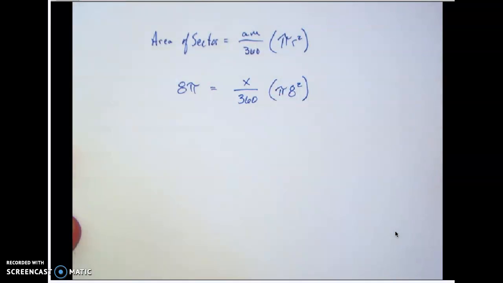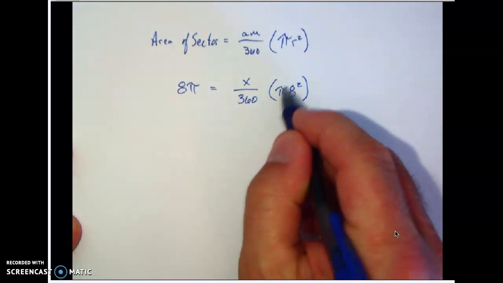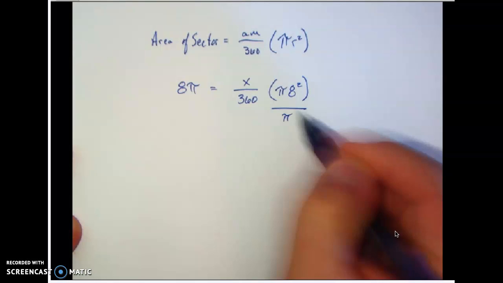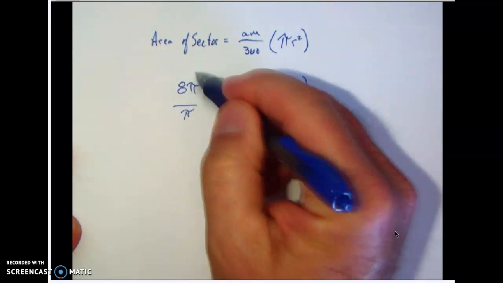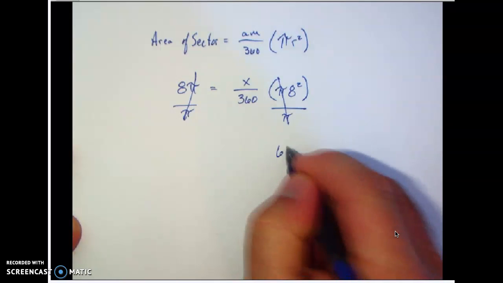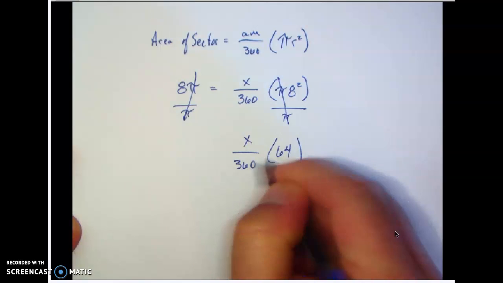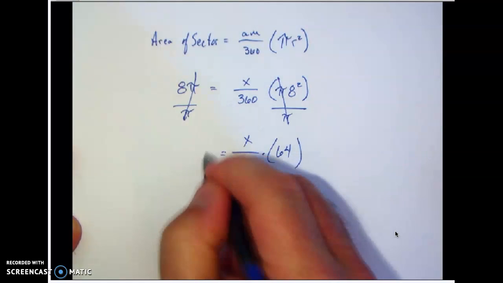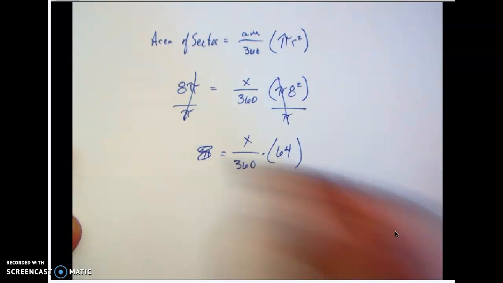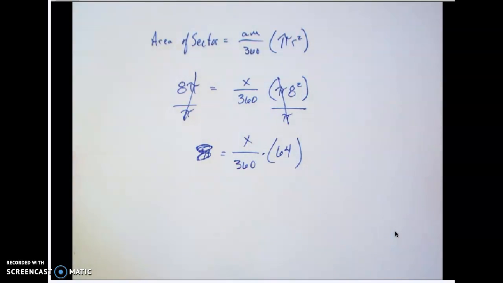So then from here, I'm going to solve for x. Remember, we've said before that anytime I have pi on both sides, that's the first thing I'm going to do: divide both sides by pi and get rid of that. 8 squared we know is 64. So now we have x over 360 times 64 is equal to 8. We got rid of the pi, so it's just 8 that's left over there now.